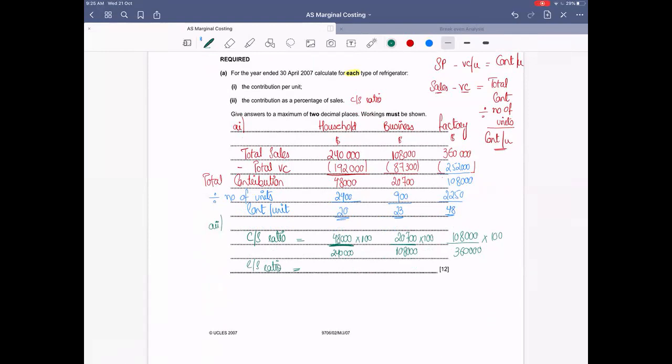Please थोड़ी स्पीड बढ़ाओ. कैलकुलेटर्स ही तुम लोगों को यूज करना है. जस्ट फाइंड आउट द फिगर्स मैन. गाइस, कैन आई प्लीज गेट द सीएस रेशियो फॉर हाउसहोल्ड.